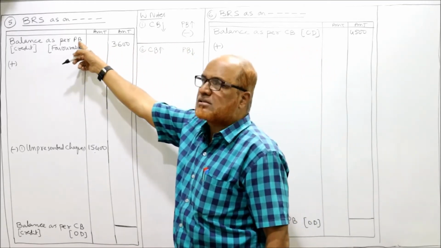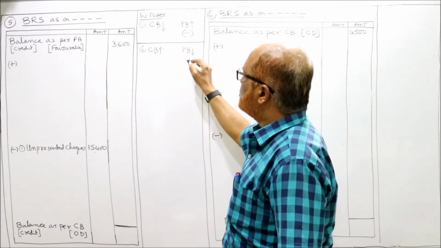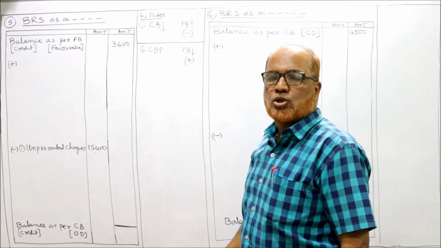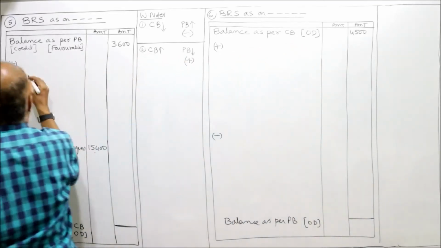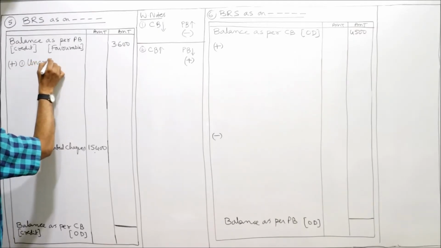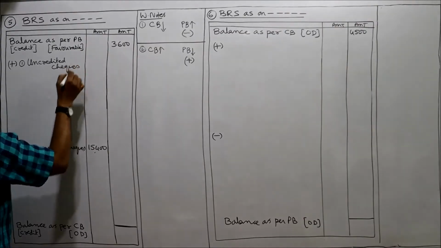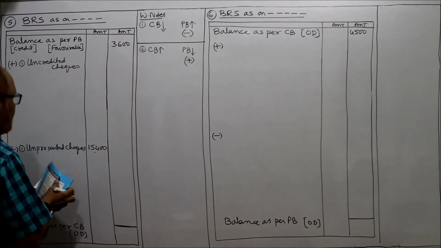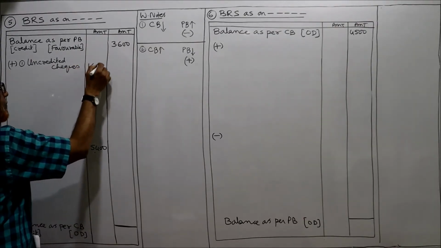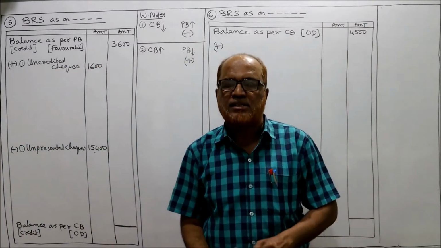Our starting point is passbook. It is showing less balance. So what should we do? We should add. So in add items, I am writing first uncredited checks. Uncredited checks is 1,600. So two items we have considered.